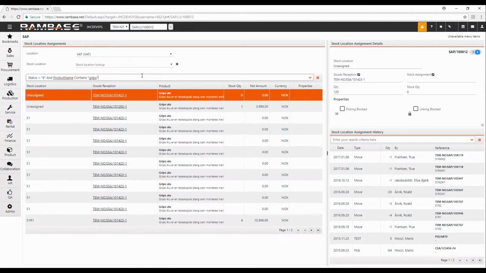The Stock Location Assignment Details area shows all relevant information regarding the highlighted stock location assignment item, including options to block picking and linking. This will overrule the properties set in the Stock Location application.